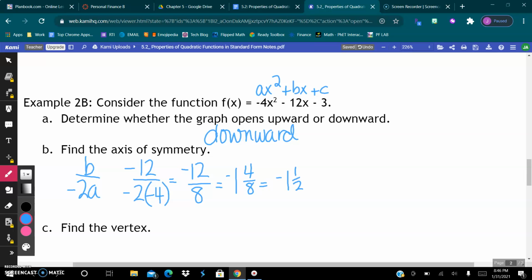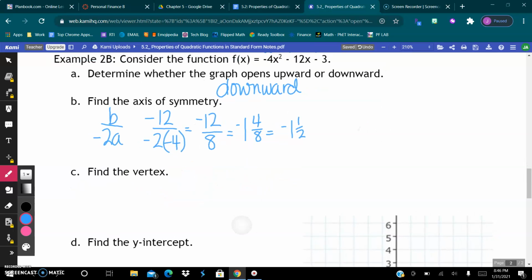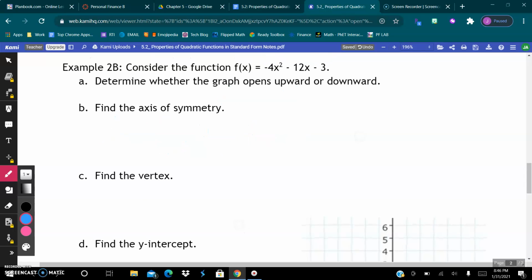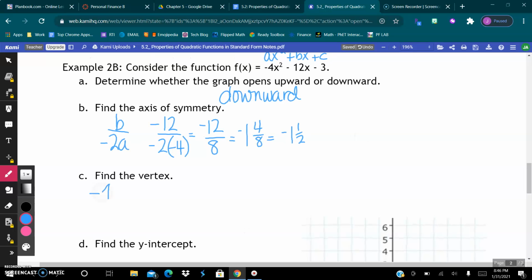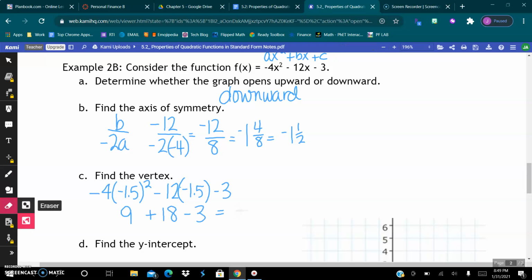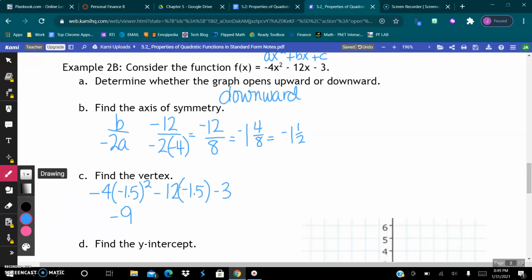Then we have to find the vertex, so we're going to have to plug that in. I'm going to change it to a decimal just so it's easier to write. So negative 4 times negative 1.5 squared minus 12 times negative 1.5 minus 3. So remember, you have to square that negative 1.5 first, then times it by negative 4 here. That is going to give us an answer of negative 9.